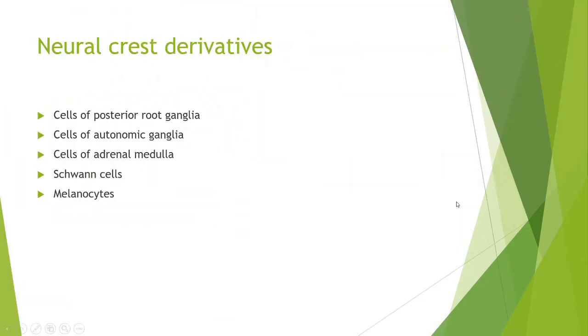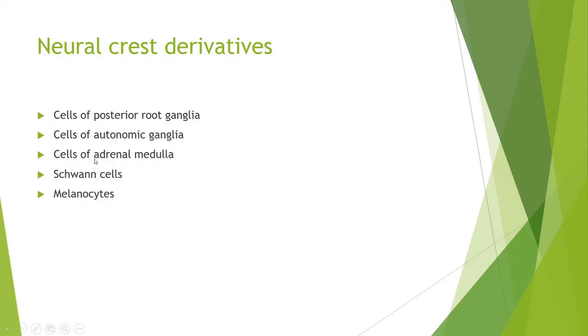Now, which are the structures developed from the neural crest? Neural crest cells are responsible for some special types of structures, such as cells of the posterior root ganglia. Each spinal nerve has two roots, we know, the anterior and posterior. Out of these, the posterior root has one dilated part known as the dorsal root ganglion, developed from the neural crest. Another type of cell population is present in the autonomic ganglia. That means the sympathetic ganglionic chain is also developing from the neural crest.